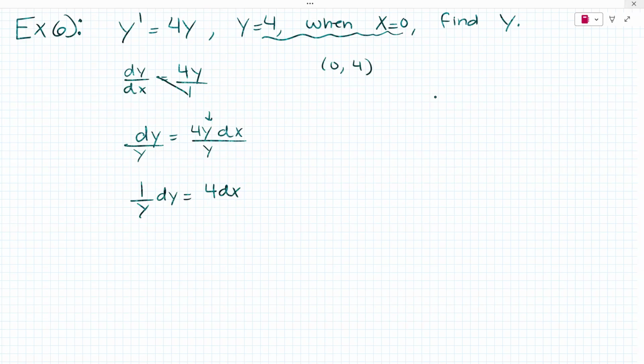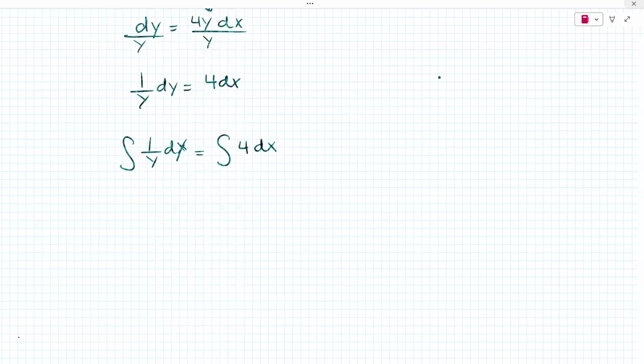Okay, the next step, once we have all the letters together, is to integrate. So it's the integration of 1 over y dy equals the integration of 4 dx. What is the integration of 1 over y? It's just ln of absolute value y. And what is the integration of 4 dx? It's just 4x. Don't forget you have to add a plus c.